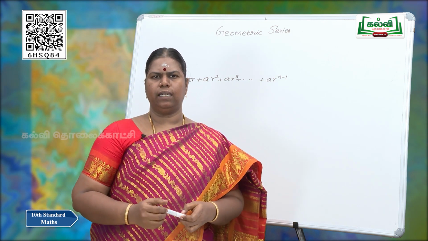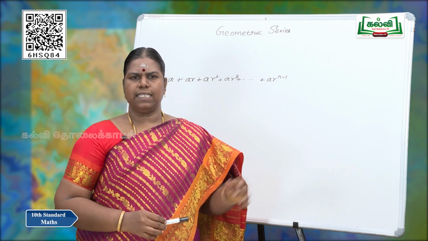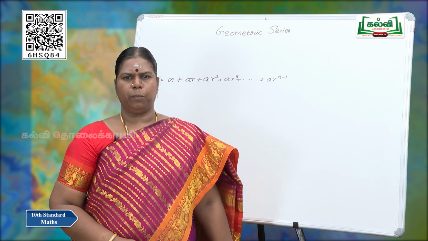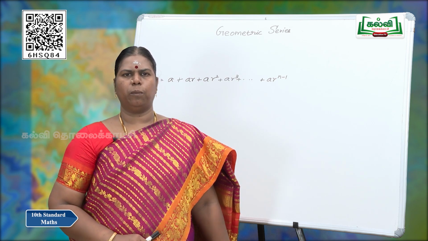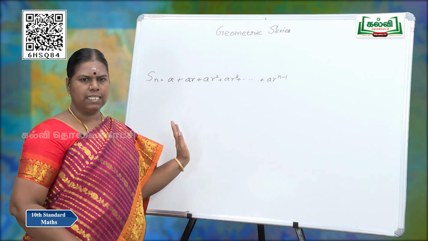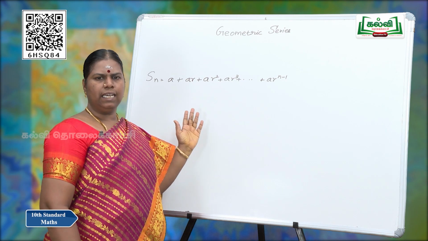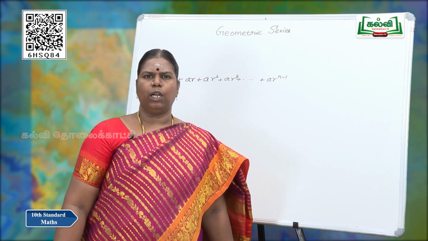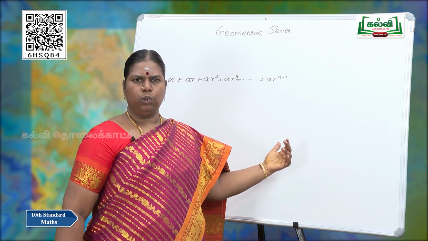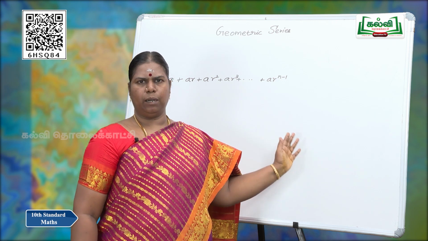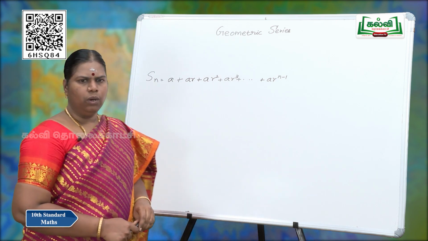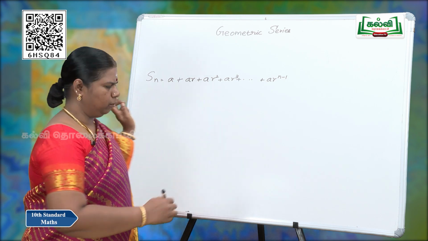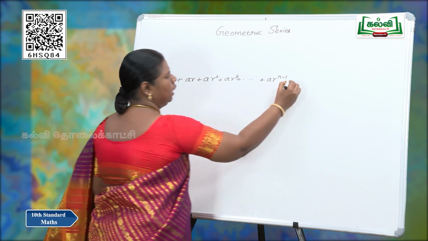Sum to n terms of a geometric series. A series whose terms are in geometric progression is called a geometric series. Sn is equal to A plus AR plus AR square plus AR cube plus up to so on to AR power n minus 1. Now, I am going to multiply R with both sides. This is equation 1.